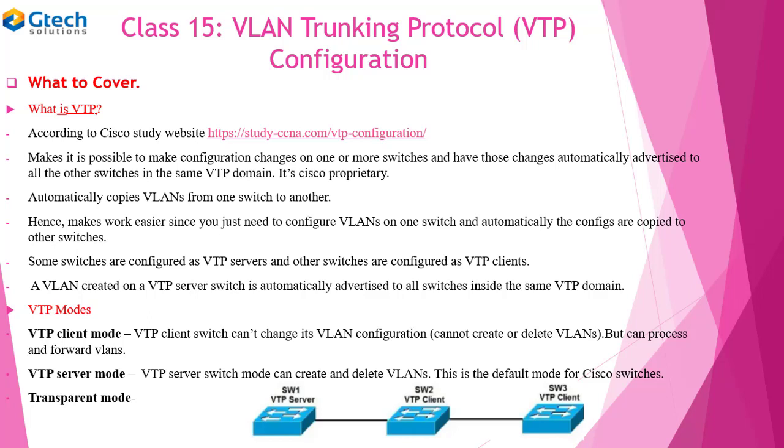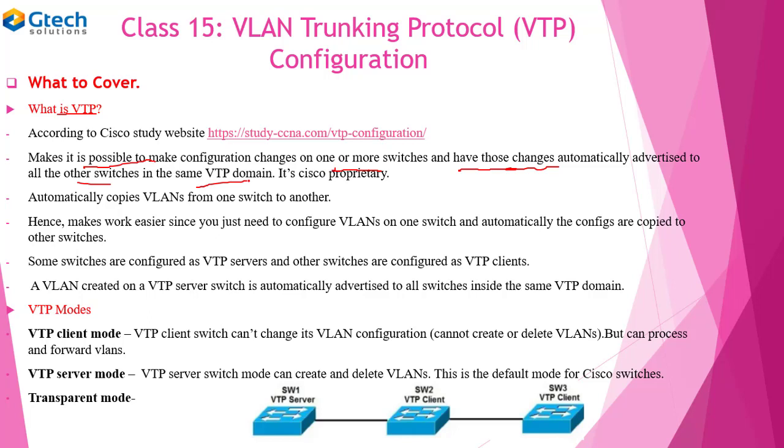VTP makes it possible to make configuration changes on one or more switches and have those changes automatically advertised to all other switches in the same VTP domain. What that means is that you can configure a VLAN in one switch. Let's say in a network there are 20 switches. When you are doing a normal configuration, you will configure VLANs in all these 20 switches. But when you use the VTP protocol, you only need to configure VLANs in one switch, and these VLANs will be automatically copied to the other remaining 19 switches.